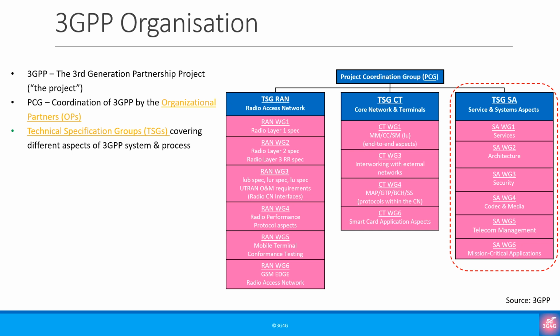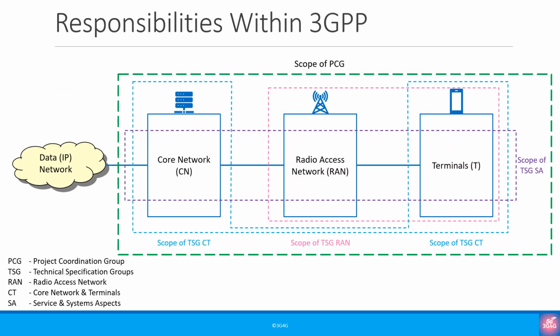You can see there are 6 active work groups in SA. SA1 is responsible for services, SA2 for system architecture and services, SA3 is security and privacy, SA4 is multimedia codecs, systems and services, SA5 is management, orchestration and charging, and finally SA6 is application enablement and critical communication applications. This is a combined view of responsibilities of different TSGs within 3GPP.